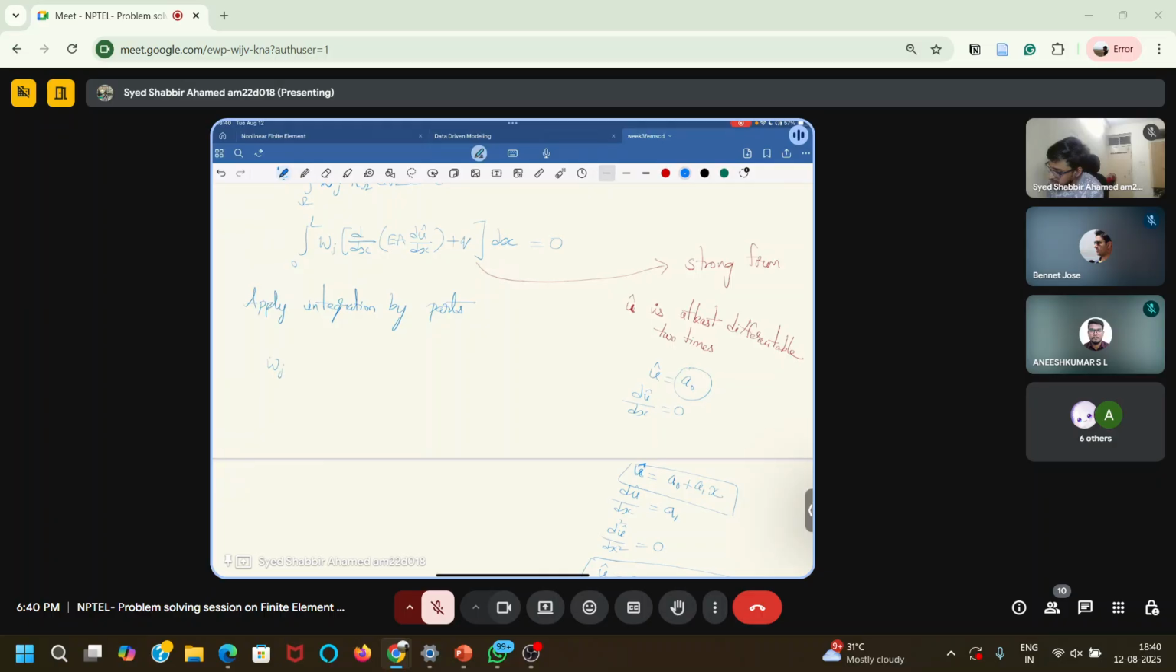You will get wj into EA du cap by dx, from 0 to L, minus the integral from 0 to L of dwj by dx into EA du cap by dx, and the remaining term stays the same, q wj dx, is equal to 0.